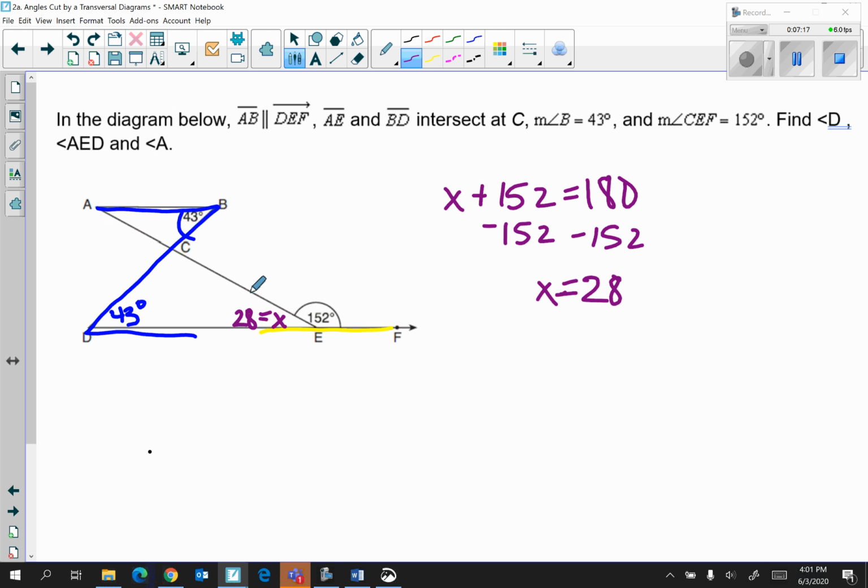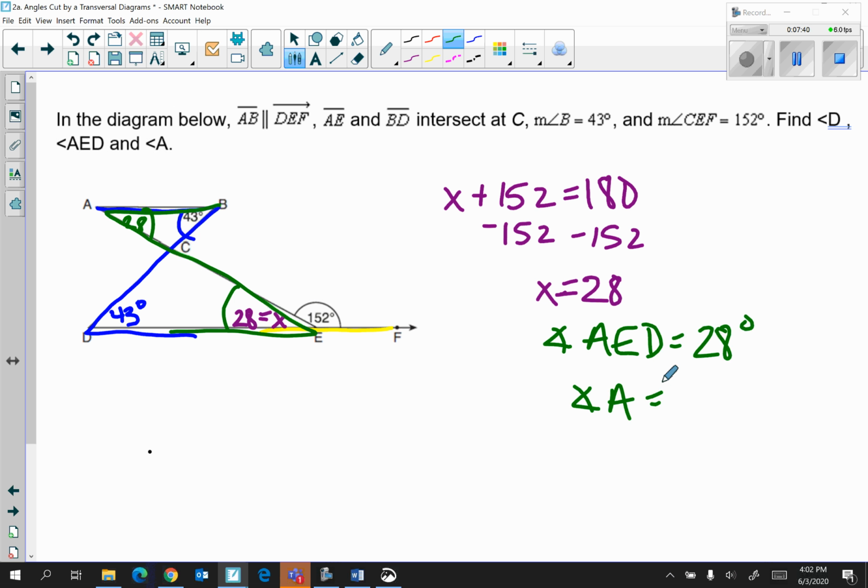Now notice again, there's also another Z. It's like a backwards Z. So if this is 28, this has to be 28. So that means angle AED is 28 degrees. Angle A is 28 degrees. And we want angle D, which we have as 43.